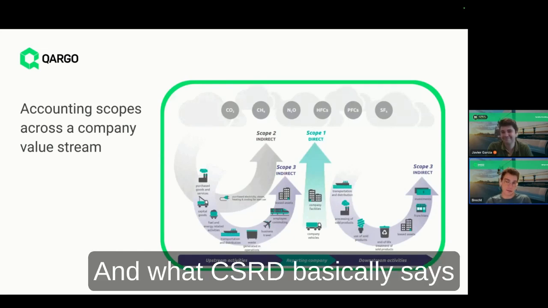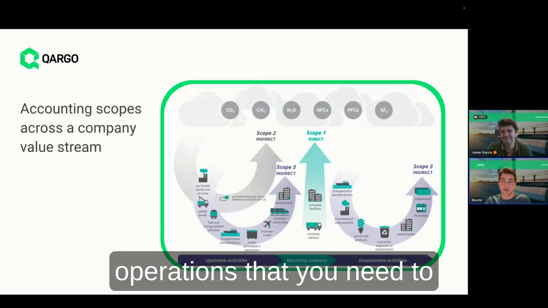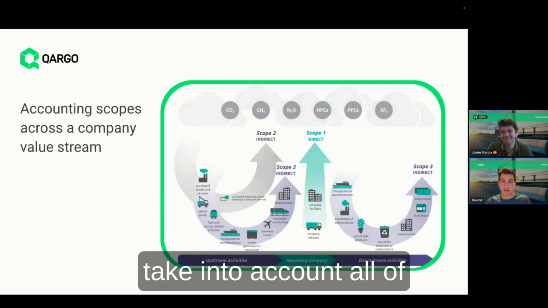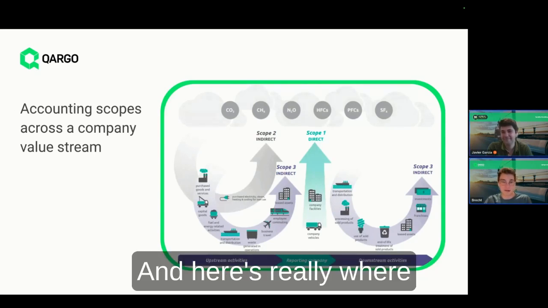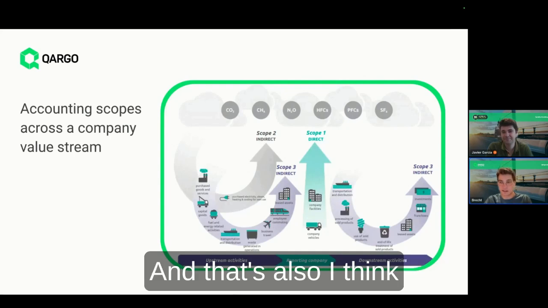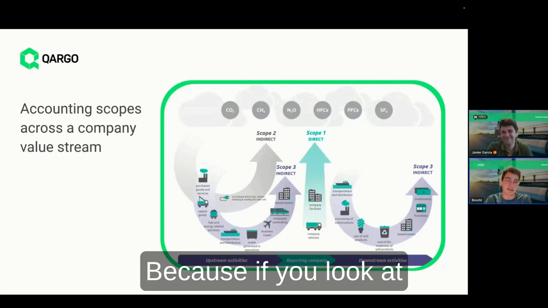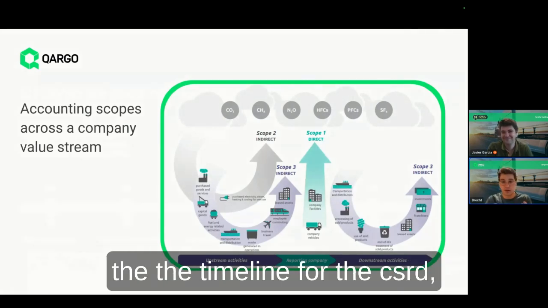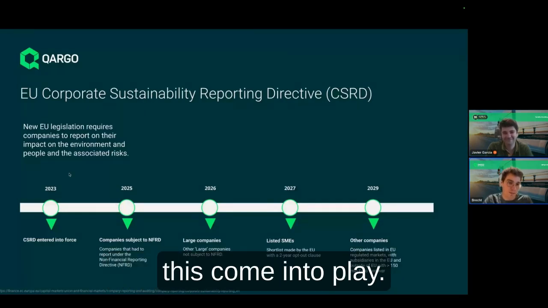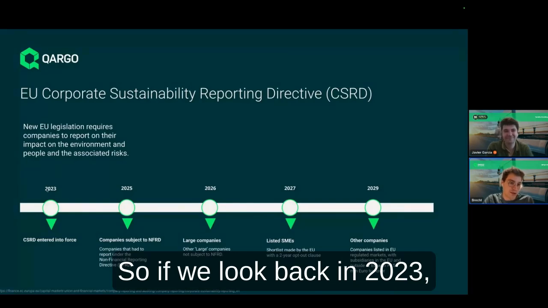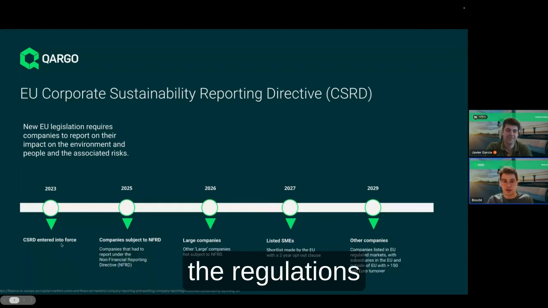And what CSRD basically says is that aside from the direct operations that you need to calculate, you also need to take into account all of these indirect emissions into your reporting as well. And here's really where things get interesting, and that's also, I think, Javier, where the demand is coming from, because if you look at the timeline for the CSRD, that's really where you can see this come into play. So if we look back in 2023, then CSRD entered into force. That's really when the regulations started to happen.